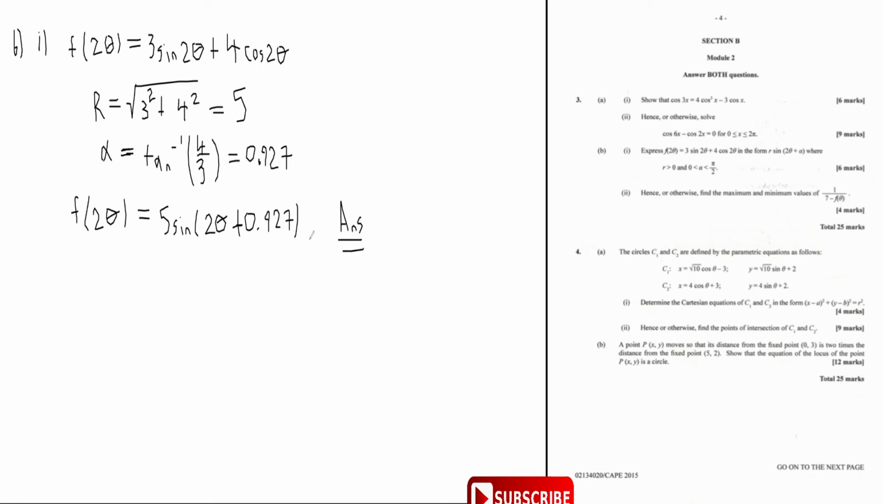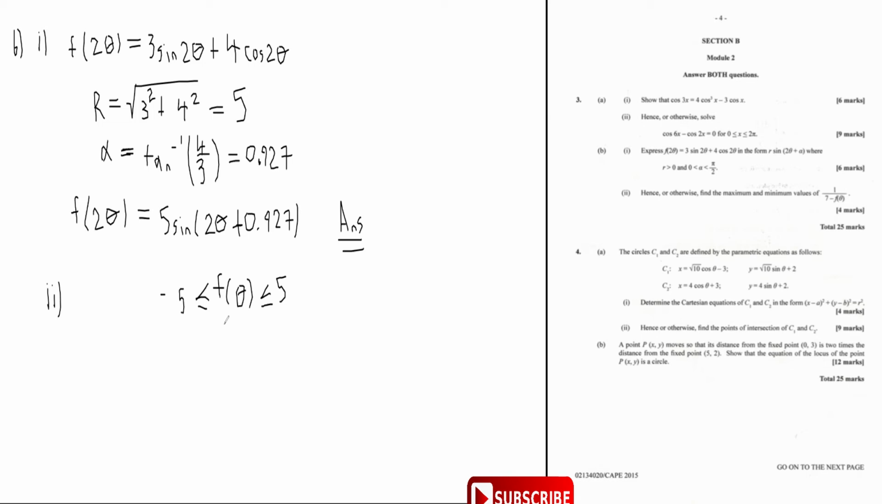The next part says hence or otherwise, find the maximum and minimum values of 1 over 7 minus f of theta. Now, first thing we can start with is that f of theta will be bounded between, and I think that should have been f of 2 theta, r and minus r. R is 5, so f of theta is bounded between 5 and minus 5.